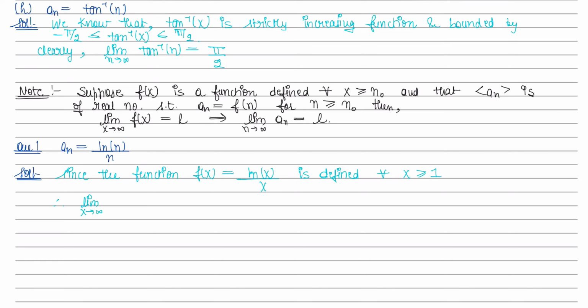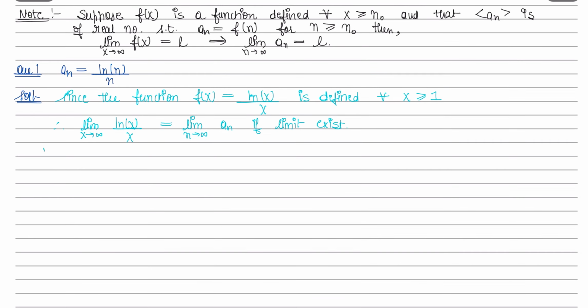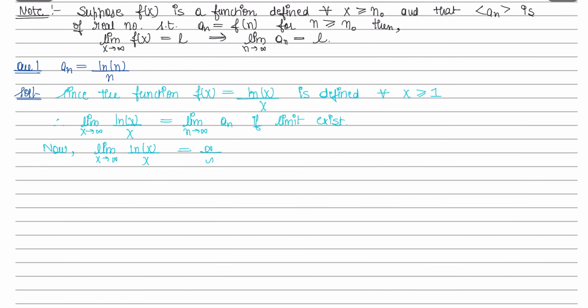limit as x tends to infinity of ln x upon x will be equal to the limit as n tends to infinity, if the limit exists. Now, to find the limit as x tends to infinity of ln x upon x, this is an infinity by infinity form, so we apply L'Hopital's rule. Then this limit becomes limit as x tends to infinity of 1 by x divided by 1. This is equal to 0.